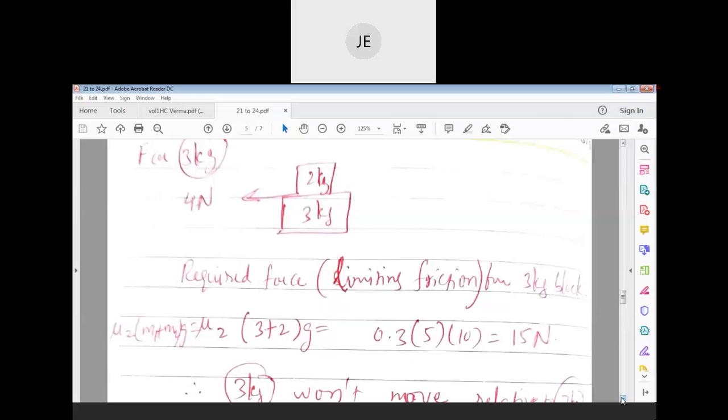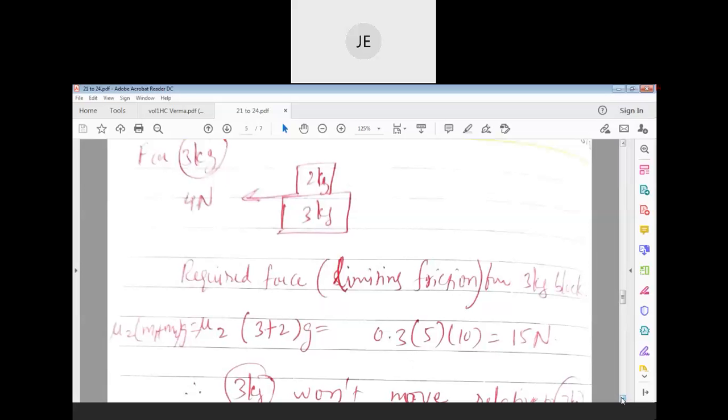Actually, you are not applying any force on the 3 kg. What have they given? You are applying a force of 12 Newton on 2 kg. There is a friction between 2 kg and 3 kg, and that is 4 Newton leftwards, and that 4 Newton only will act as an applied force on 3 kg.